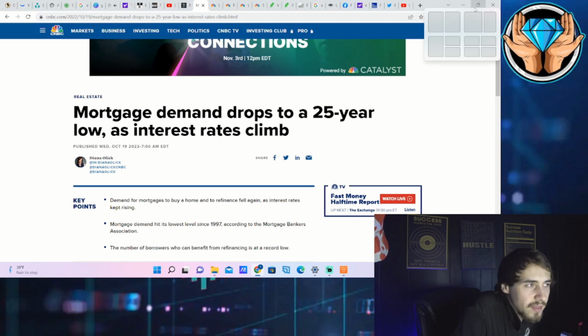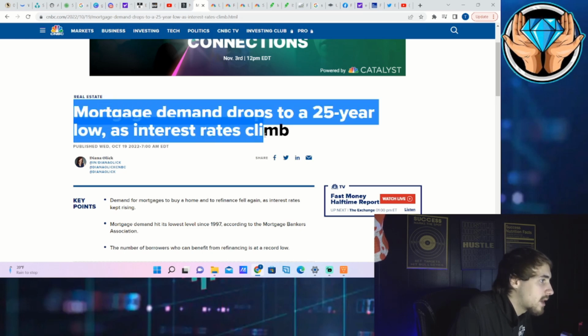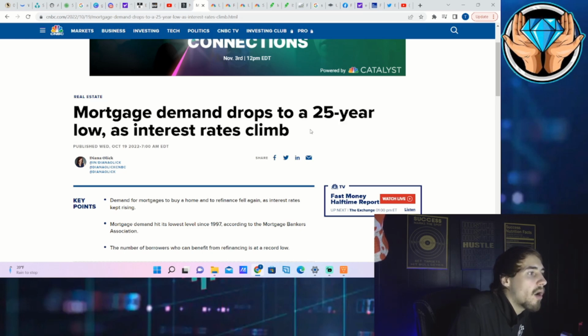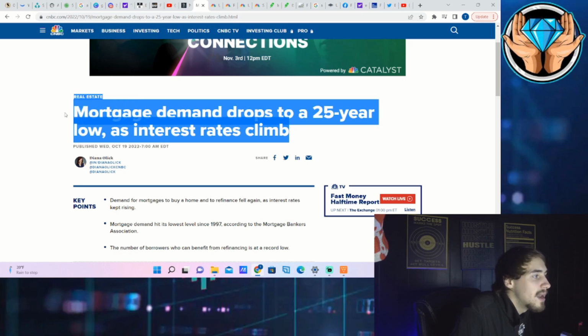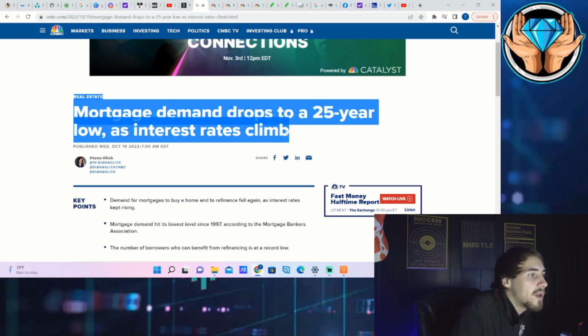So it's safe to say there's a lot of fear in the UK markets, which is translating into fear for the global markets. Now, another key point that came out today is that mortgage demand drops to a 25-year low as interest rates climb. Now, the thing about real estate, it works really slow. So you're not going to feel the effects of this right away. You're not going to look on Zillow right now and see all the listings go down 20%. It's not how it works. But what you will see is that slowly start to happen over time.